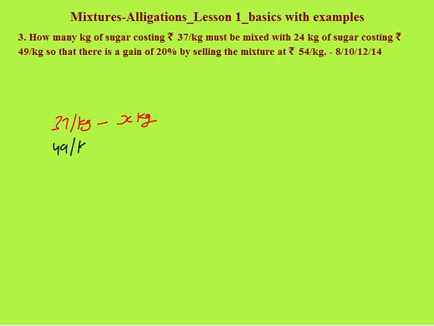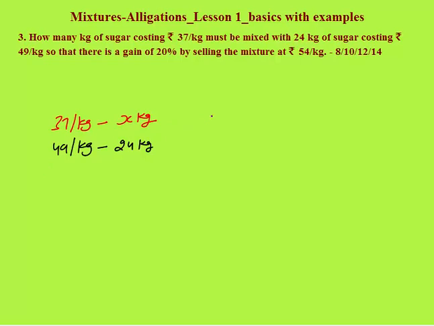49 per kg sugar, I know that this weight is 24 kg. Average price I have not given. Very important, you have given the selling price. You don't know the cost price of mixture. So first thing, I will calculate the average cost price of mixture per kg.